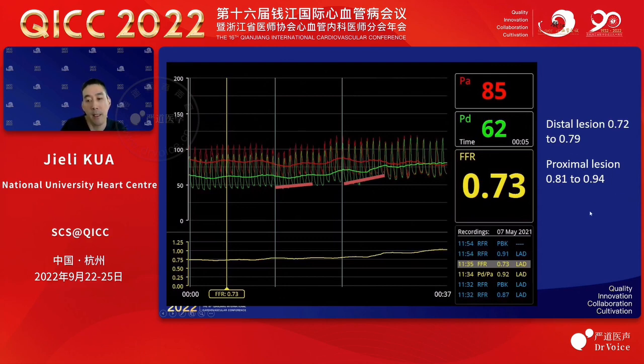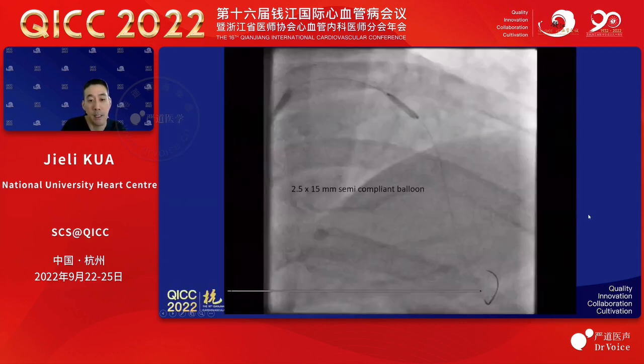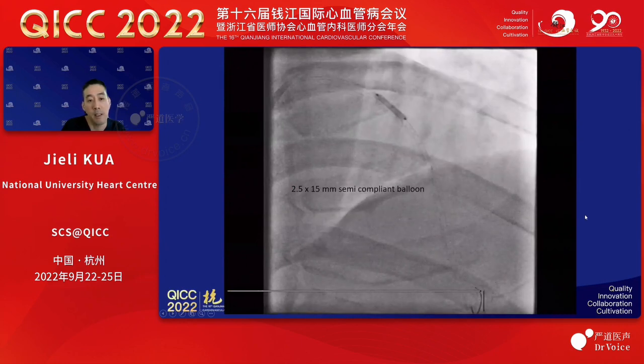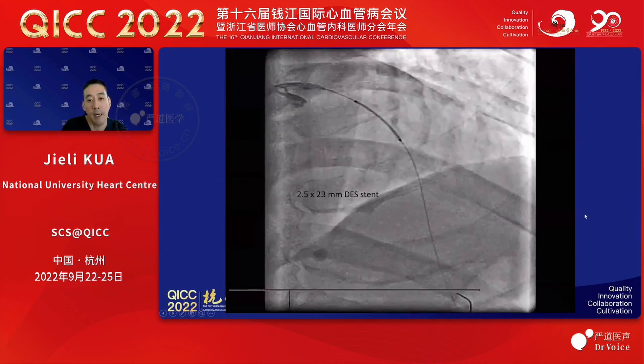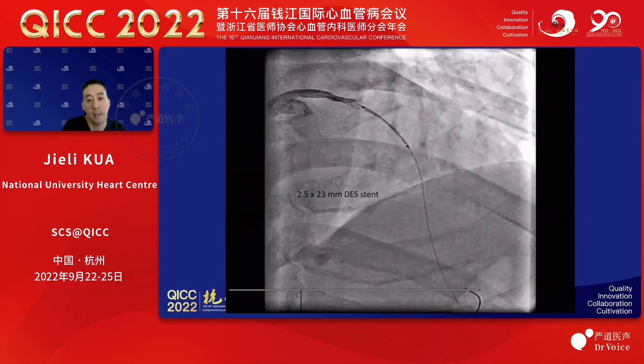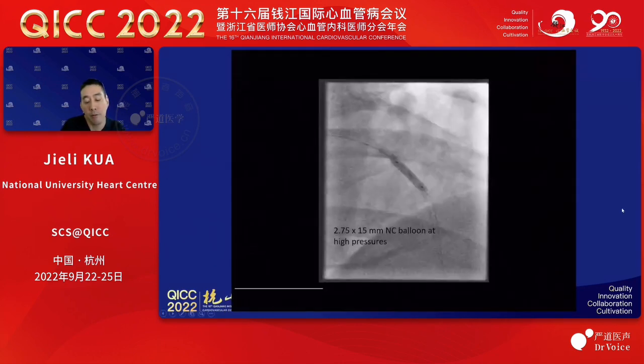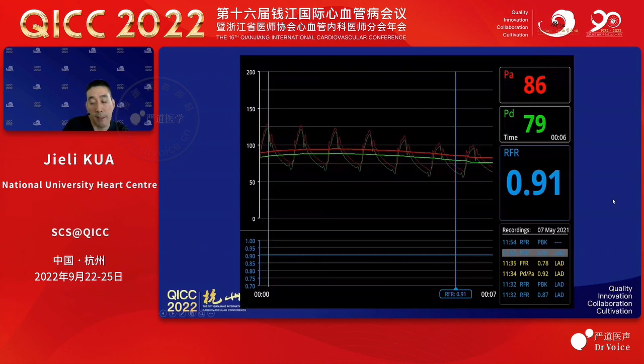So having these findings, I went on to fix the proximal LAD. I first dilated with a 2.5 by 15 semi-compliant balloon, and then implanted a 2.5 by 23 stent, and then went with a 2.75 by 15 NC balloon at high pressures. After this, I repeated my measurements. The RFR actually turned out to be normal, because 0.91 is above the cutoff of 0.89.